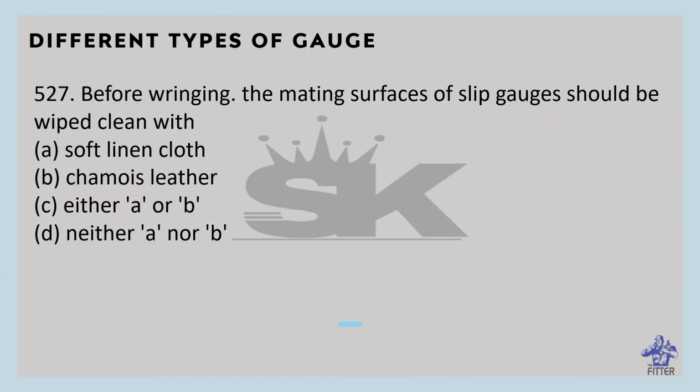Before ringing, the mating surfaces of slip gauges should be wiped clean with soft linen cloth or chamois leather. So A or B. If you observe any grease on the slip gauges, you can wash it in carbon tetrachloride.